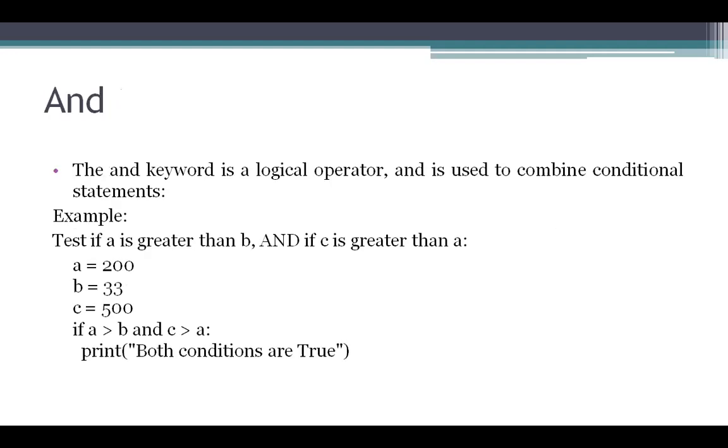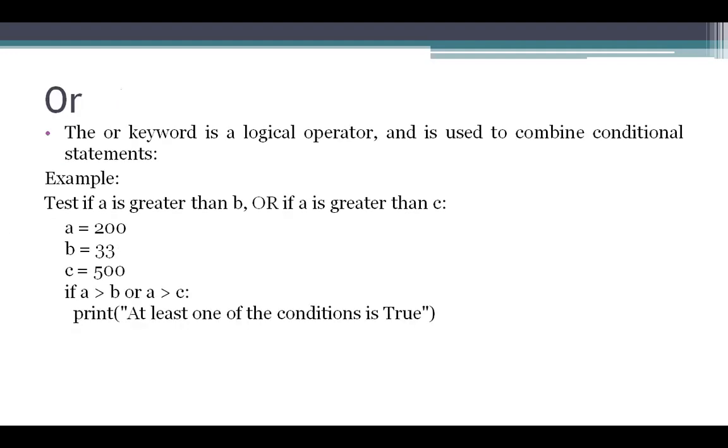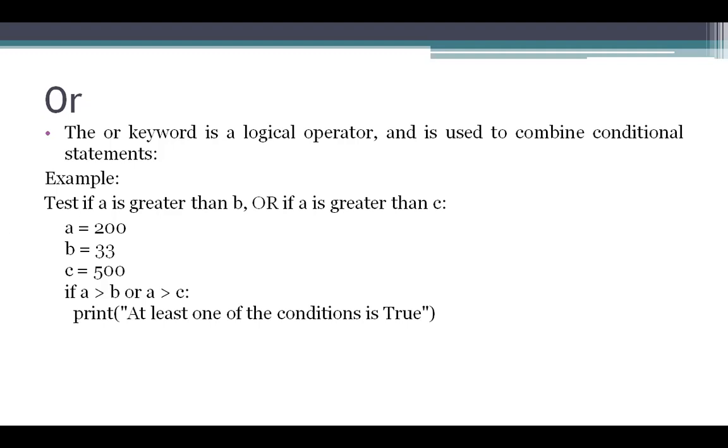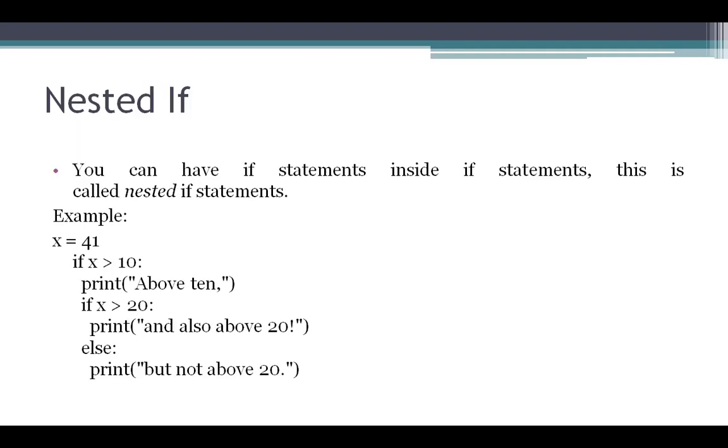Then the conditional operators. If we have multiple conditions to evaluate, we can use and, or. In the and, if both the conditions are true, then only the statement gets executed. Whereas in the or, if any one of the conditions holds true, the statement which is inside the block gets executed.